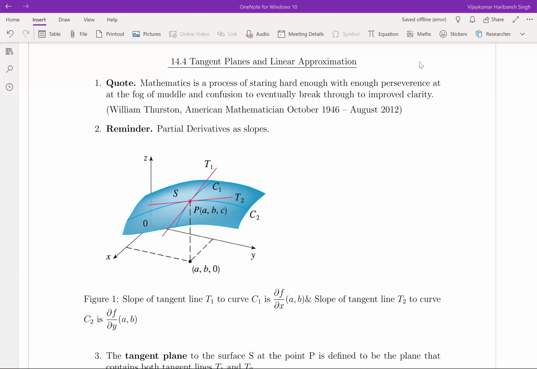Before we start with the discussion, let's read the following quote by William Thurston. William Thurston was a well-known American mathematician. He lived from 1946 to 2012. He made a lot of contributions in low-dimensional topology and three-dimensional manifolds, and he was a winner of the Fields Medal.